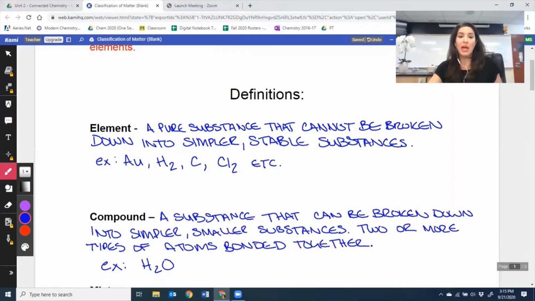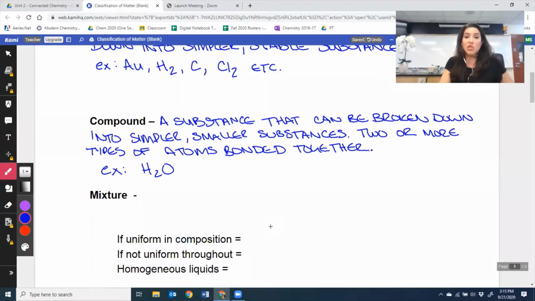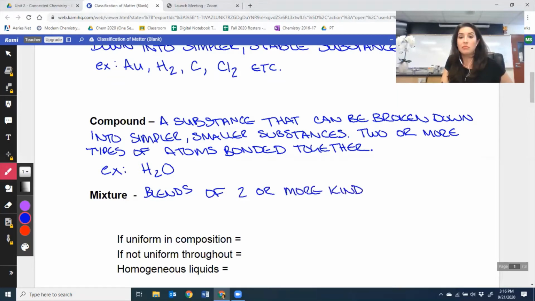Finally, we will have mixtures. Mixtures are blends of two or more kinds of matter. And although they're blended together, they each retain their original properties and identity.